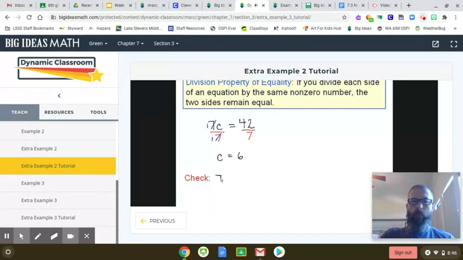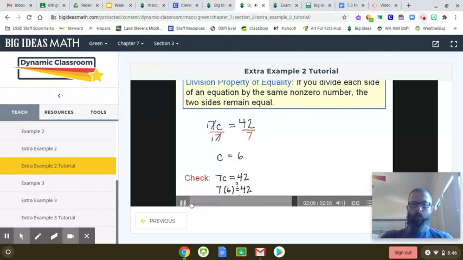So we can rewrite our original equation. 7 times c is equal to 42. And since we found c is equal to 6, we will substitute 6 in for c. So we have 7 times 6 is equal to 42. And is this a true statement? Yes, 7 times 6 is equal to 42.